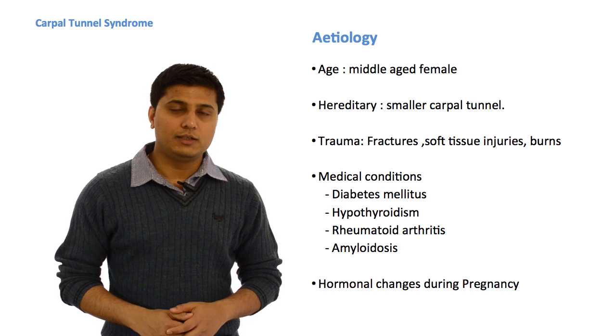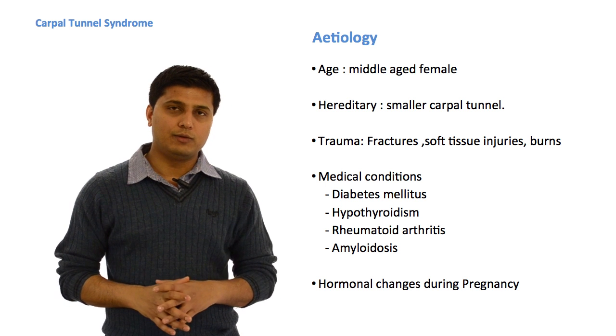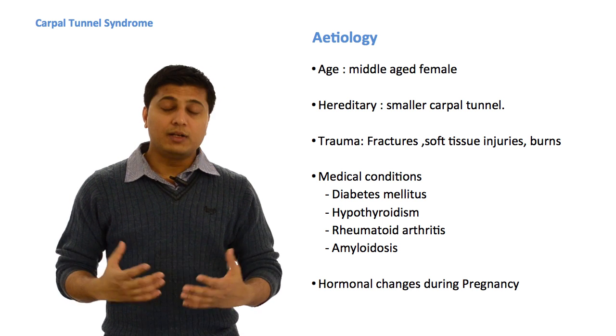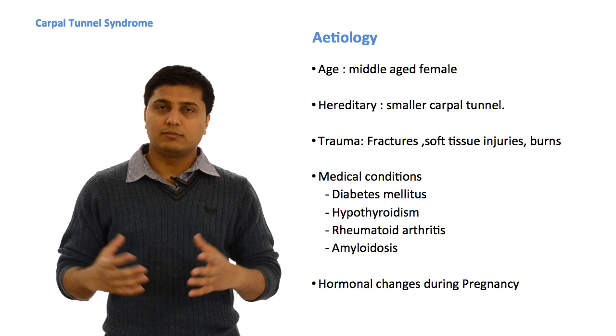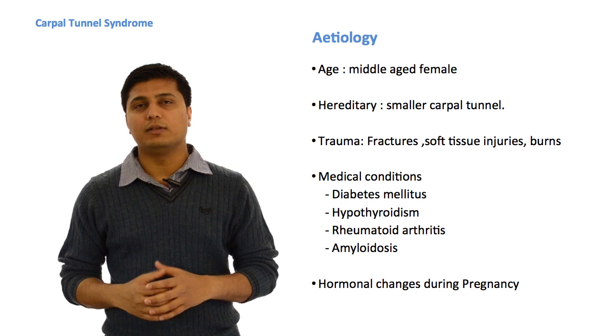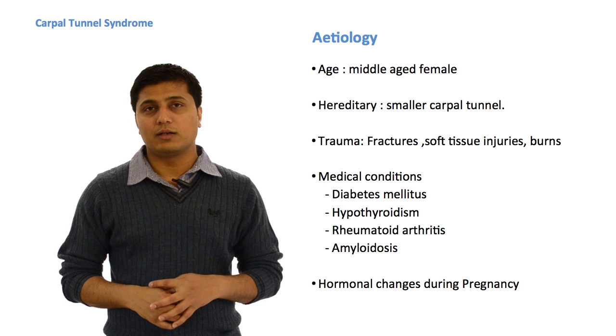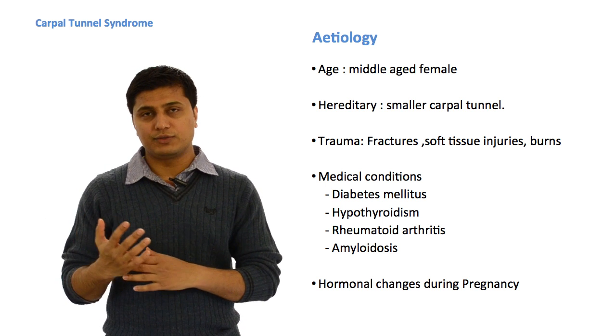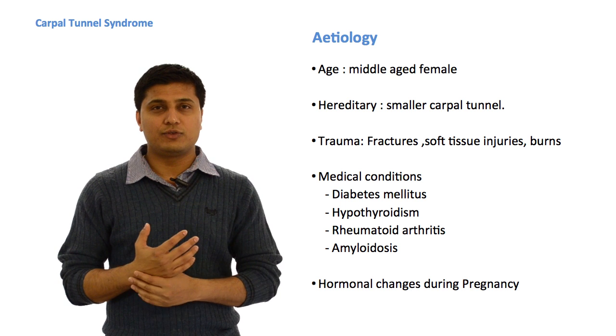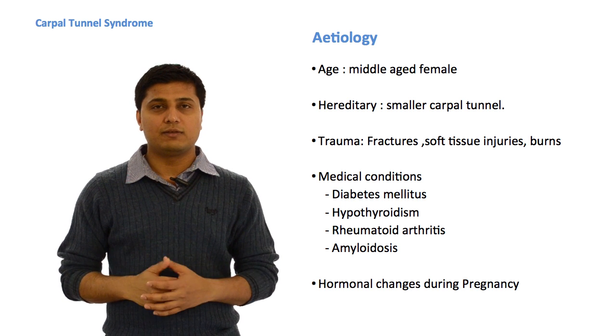Let's look into the etiology of carpal tunnel syndrome. It's common in middle-aged females. Sometimes it can be hereditary; it can run in families as well. It can be associated with trauma, if there is a carpal fracture, if there is an extensive soft tissue injury around the wrist, or in case of burns as well.